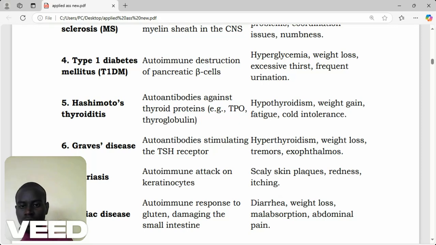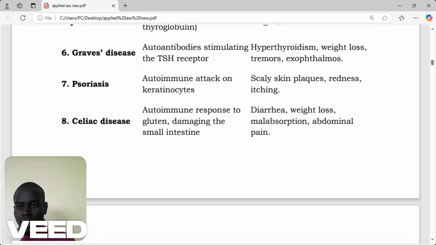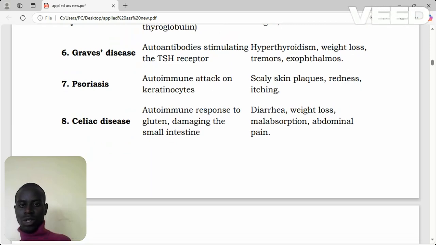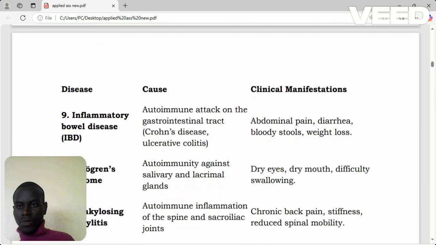Psoriasis is caused by an autoimmune attack on keratinocyte cells. Its clinical manifestations are scaly skin, plaques, redness, and itching. The eighth disease is celiac disease. This is caused by an autoimmune response to gluten damaging the small intestine. Its clinical manifestations are diarrhea, weight loss, malabsorption, and abdominal pain.